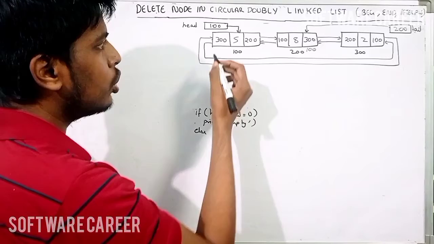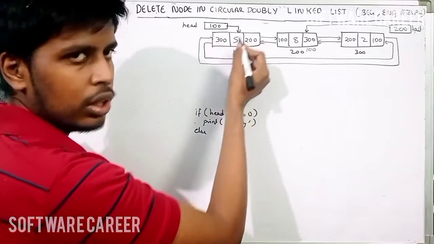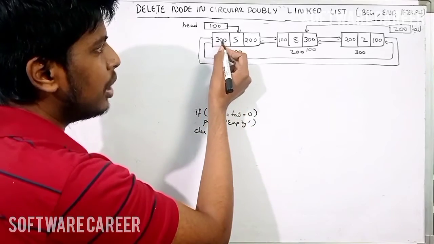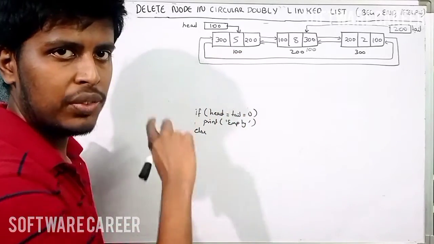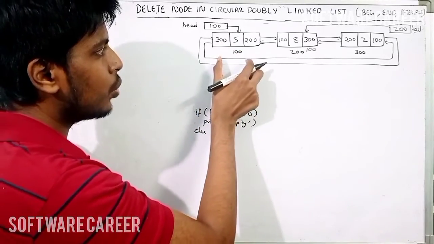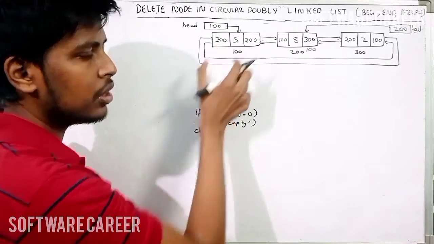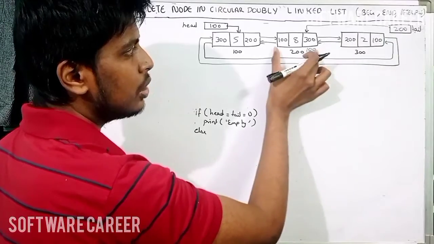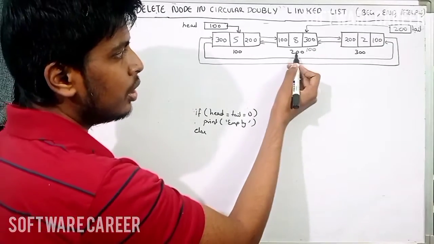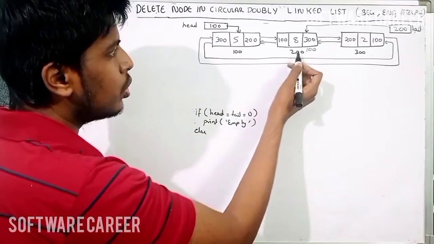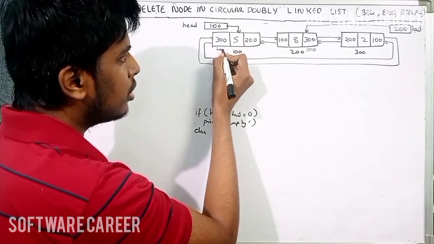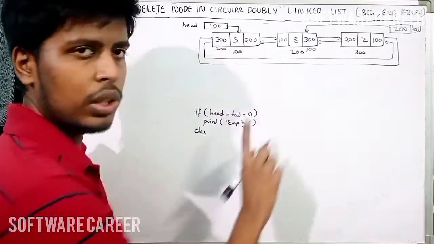Now the next change: this is the first node and this is the previous pointer of the first node. In this previous pointer you should store the address of the previous node. Since this is circular, the previous node of the first node is the last node. If you delete this node, this will be the last node, so 200 is the address of the last node. So you should store 200 in this previous pointer of the first node. So I should update this. Then it creates a circular link.